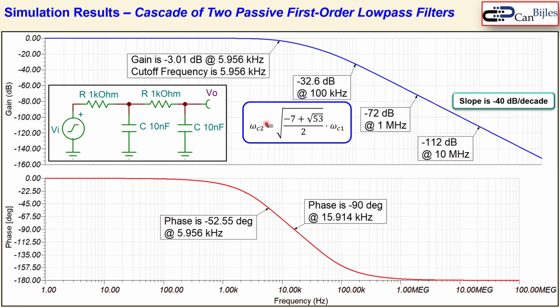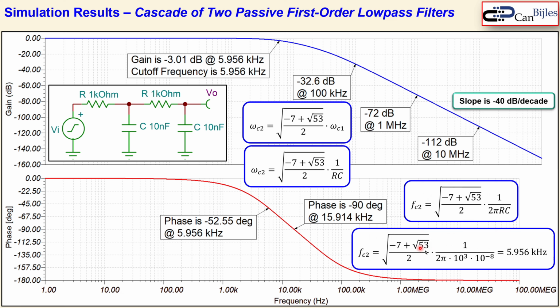But you also see here the cutoff frequency, which is again, of course, calculated using this formula. Now here we have determined that here. And when you now use that cutoff frequency formula, we calculate using the values we have here as 5.956 kilohertz, as we have it here in the simulation. So this is indeed correct.